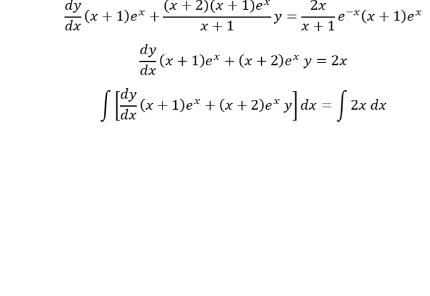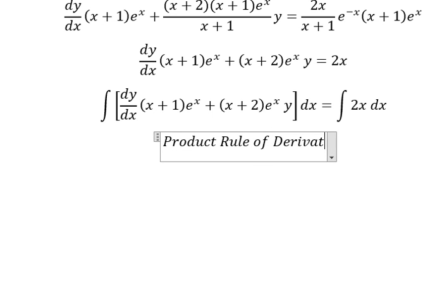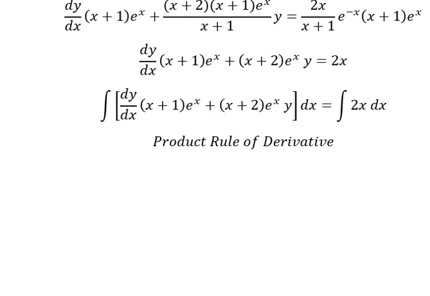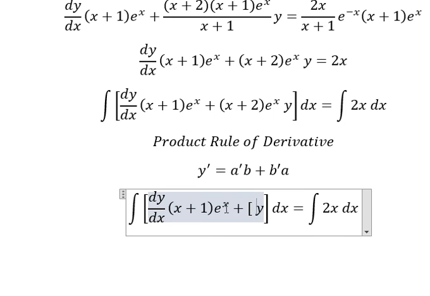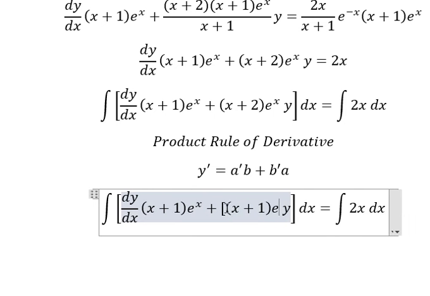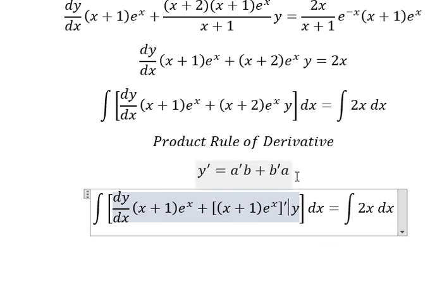So we can use the product rule of derivative. So we have the first derivative of y equals the first derivative of a multiplied by b plus the first derivative of b multiplied by a. So we have the first derivative of a multiplied by b. This one is the first derivative of b multiplied by a.